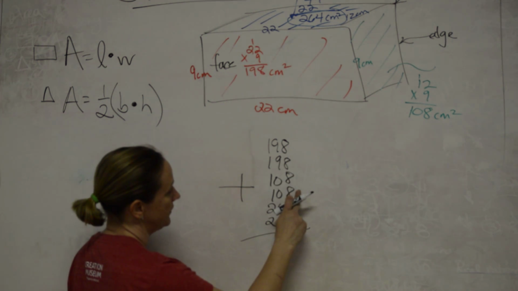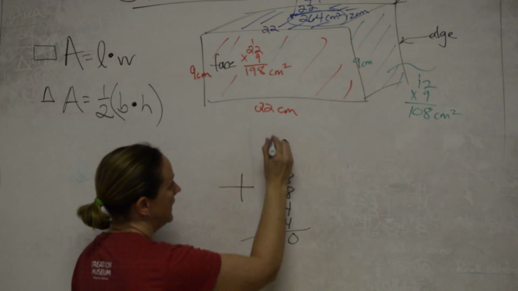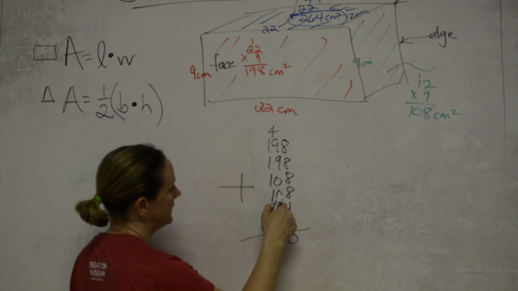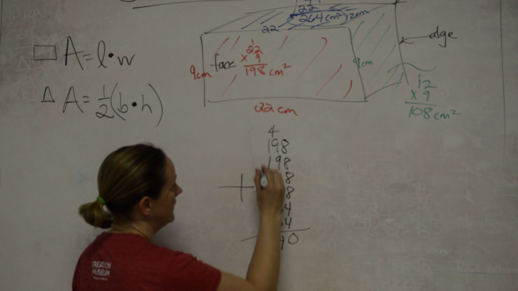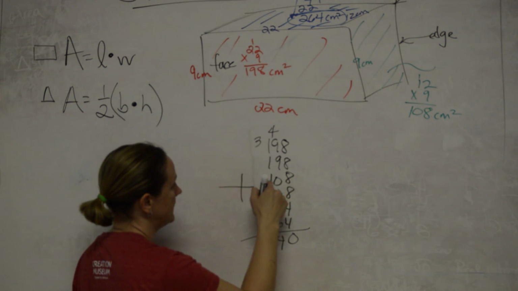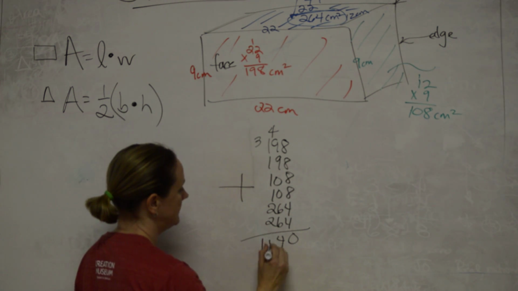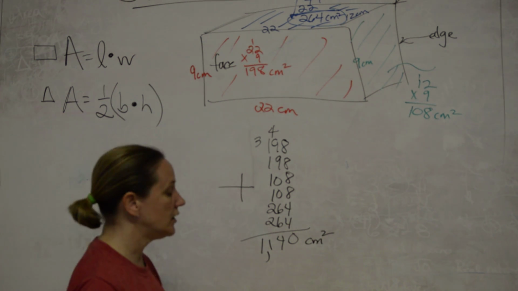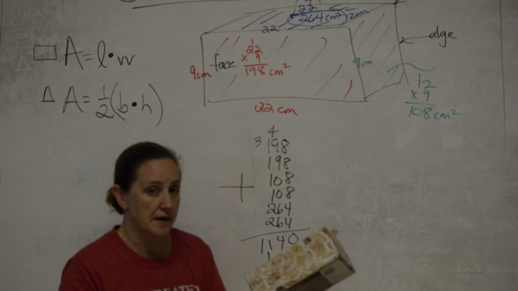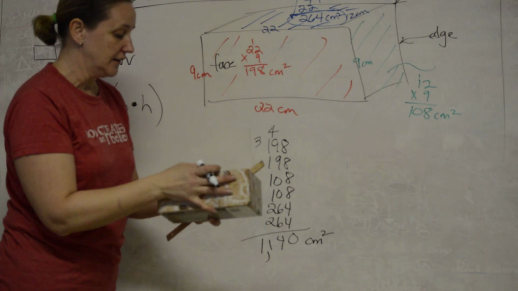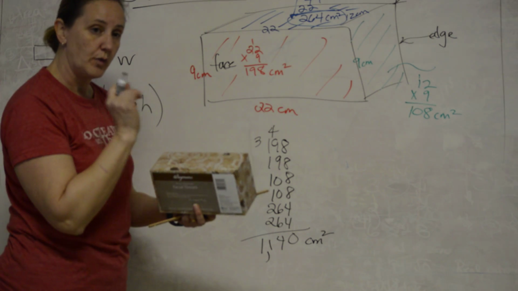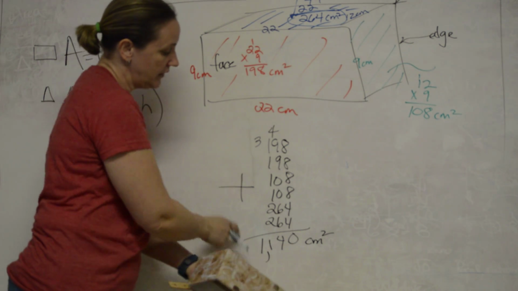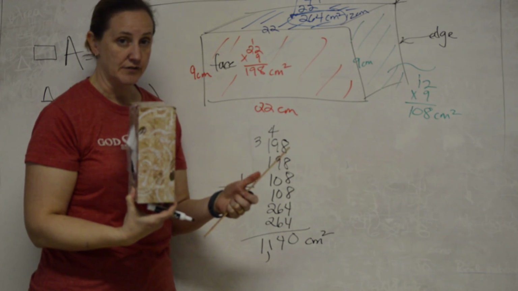Adding those up, okay, so the total surface area for my rectangular solid here, for my tissue box, the total square centimeters that it would take to cover my whole box would be 1,140 centimeters squared.